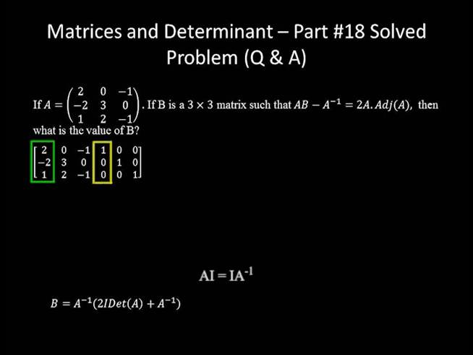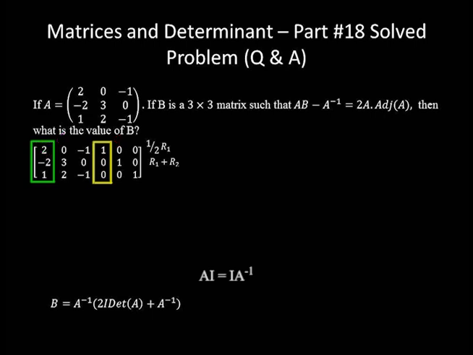To convert this 2 to 1, we have to multiply row 1 by 1 over 2. Elements below first entry have to be converted to 0. To convert this negative 2 to 0, we can add it with this positive 2. So the formula that can convert this negative 2 to 0 is row 1 plus row 2.